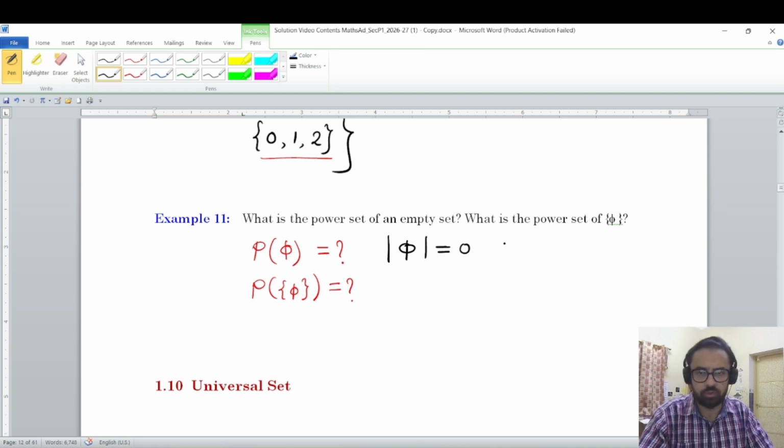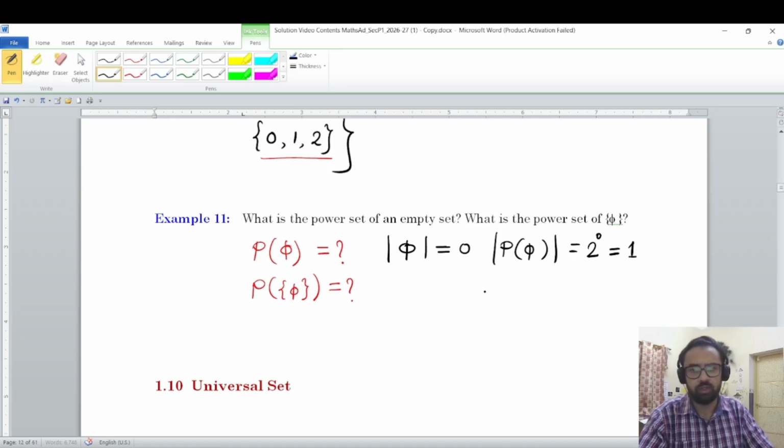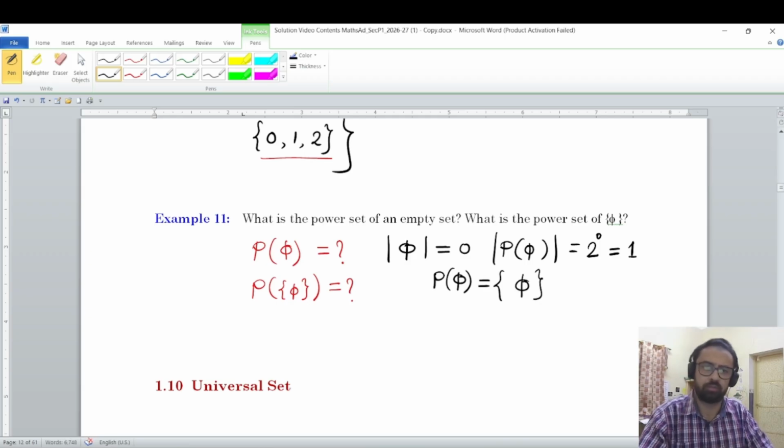Therefore, how many elements should be there in the power set of phi? The power set of phi should have 2 power 0, that means equal to 1. So there should be only one element in the power set of phi. And what will be that element? The power set of phi will contain only phi, the default subset, because phi is a subset of any set and phi can be a subset of phi itself. Therefore, phi will be an element in the power set of phi.